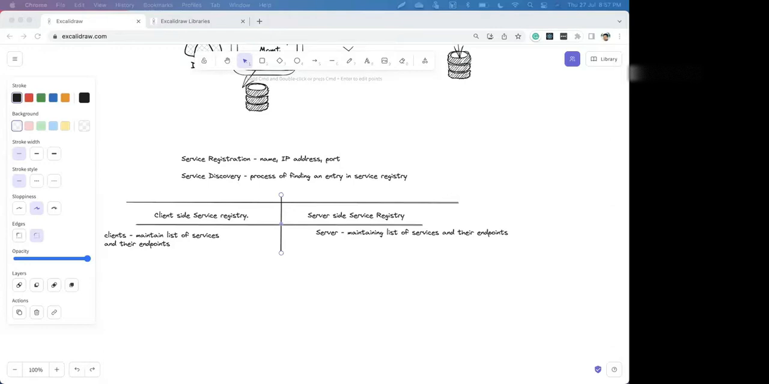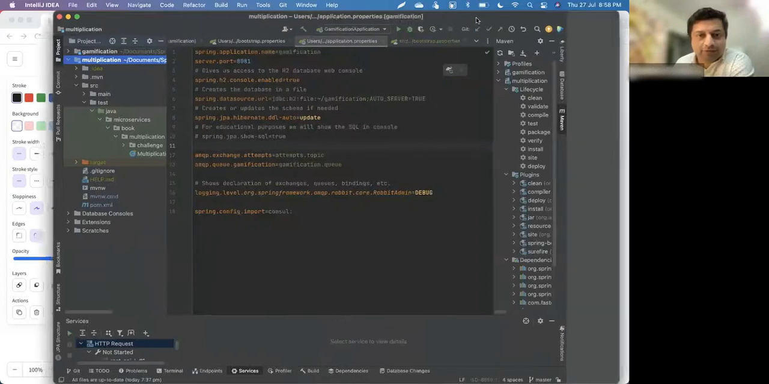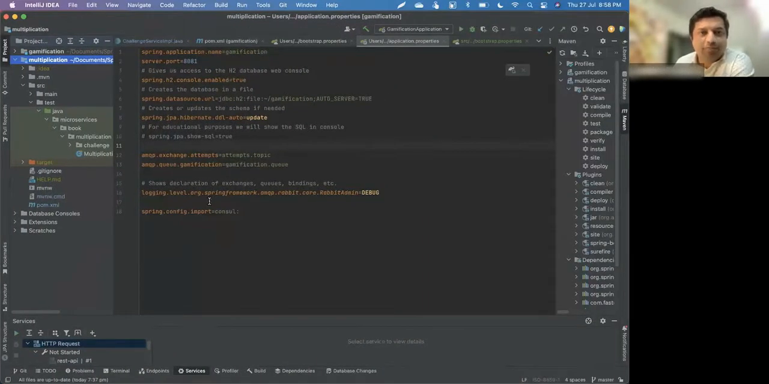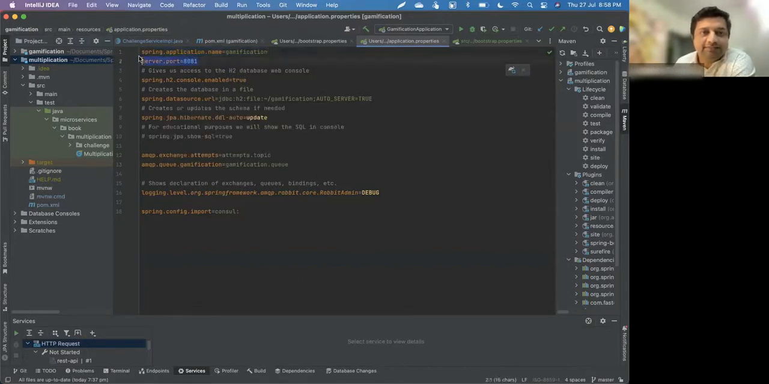Basically, you have to understand that there are components in a lot of frameworks used to create microservices. In this case, I'm using Spring for creating microservices. So I have the application properties. Here I give the application name, which is important. And this is my server port, which is the default server port. I have the database.